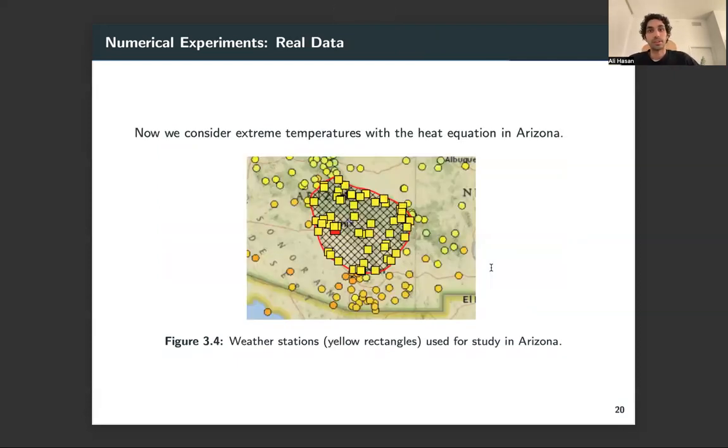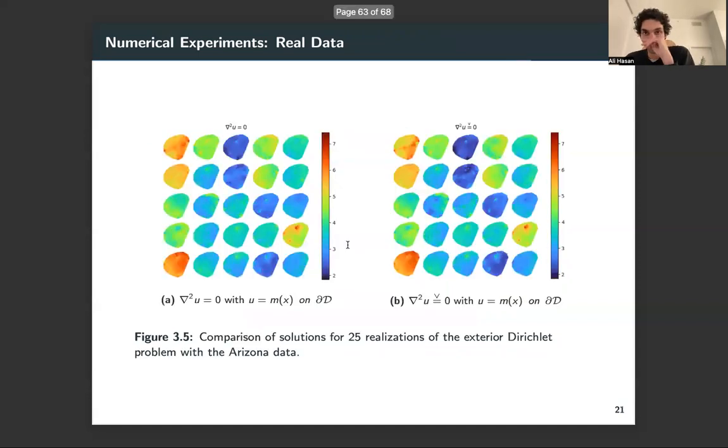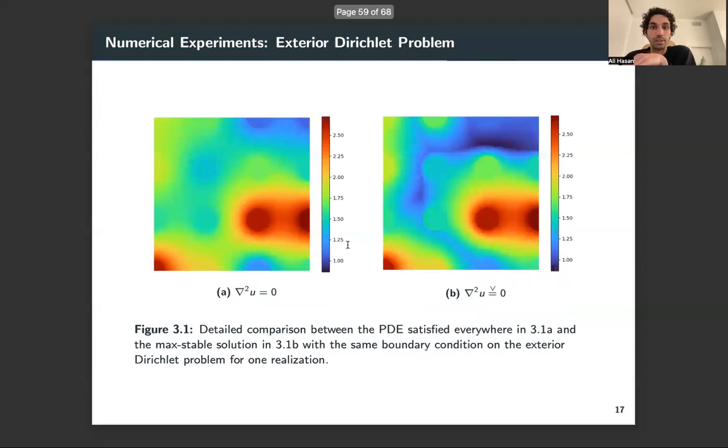Now, in our second case, we're interested in real data, where we look at the heat equation in Arizona. So we have this historic data from the government that is given along these yellow squares. What we're interested in doing is interpolating the regions outside of it. So we consider two experiments, one where we consider the boundary data only, and the other one considers the exterior Dirichlet problem as done in this case right here.